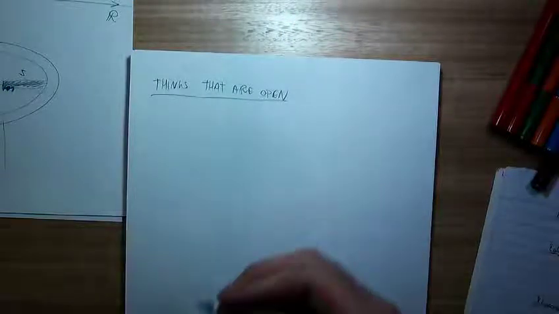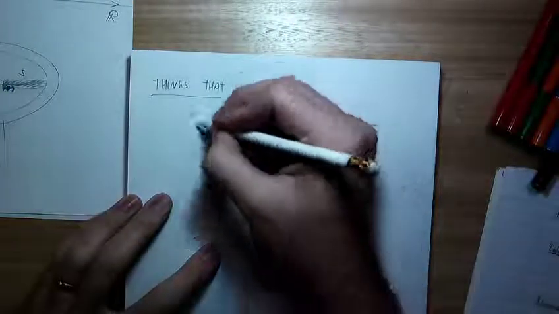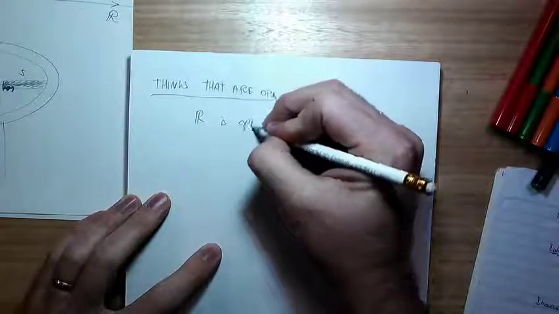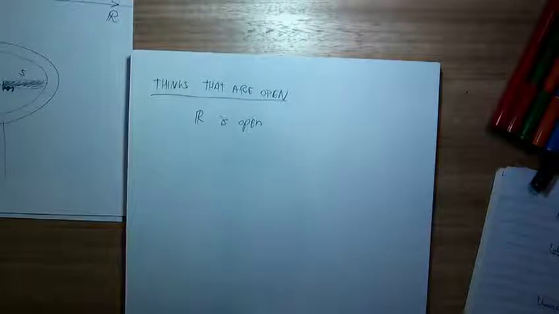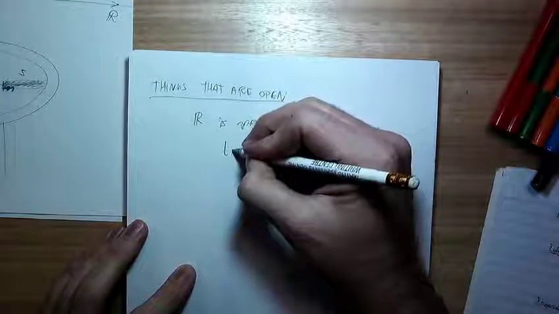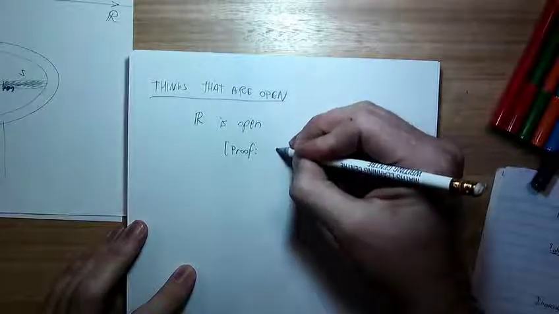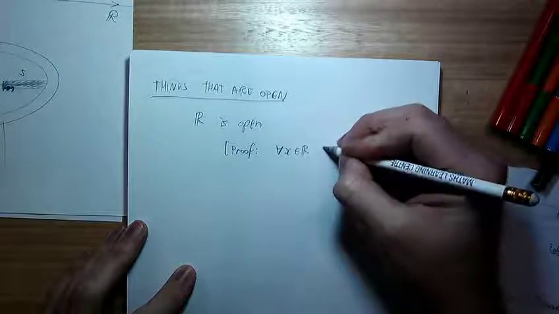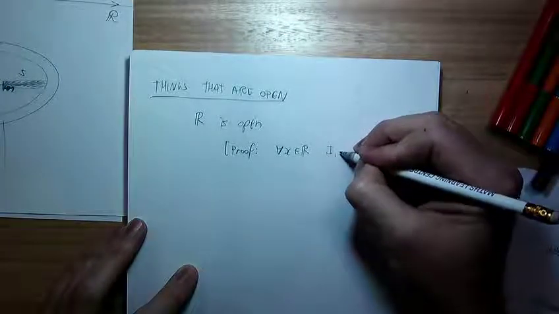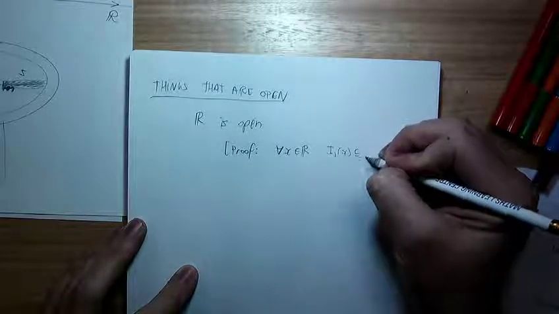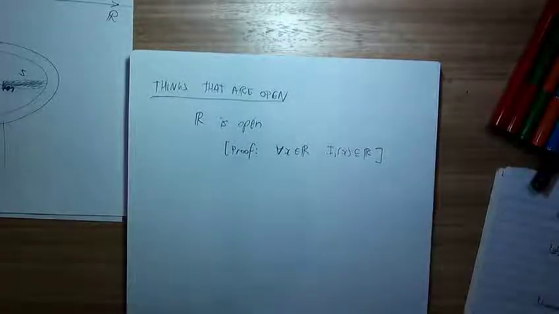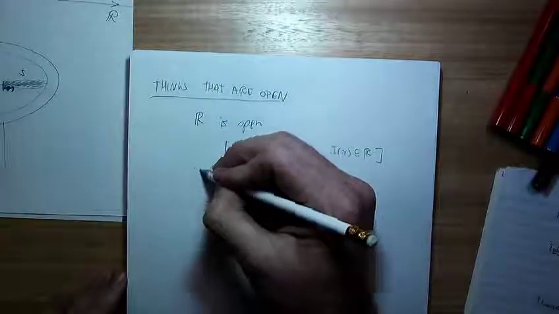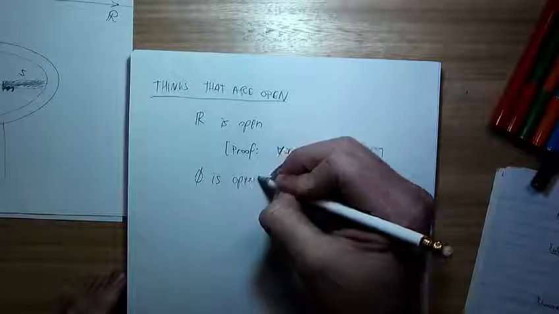All right, well, the entire of R is open, because no matter which point in R you pick, there's always an interval around it that's in R. So we can do a proof of that if we wanted to. Proof: for all x in R, well, for example, the interval around x is contained in R, because everything's contained in R. Great.